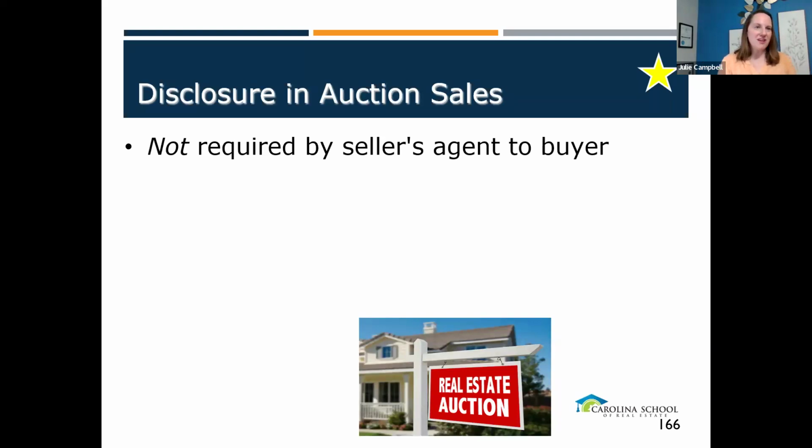Now, the auctioneer is required to do the disclosure when they meet the seller for the first time. If the buyer is represented, then the buyer's agent is going to do the disclosure when they meet. That's the auctioneer to the buyer. And that's the special circumstance. So again, don't even pretend like auction sales exist unless the question says something about an auction.